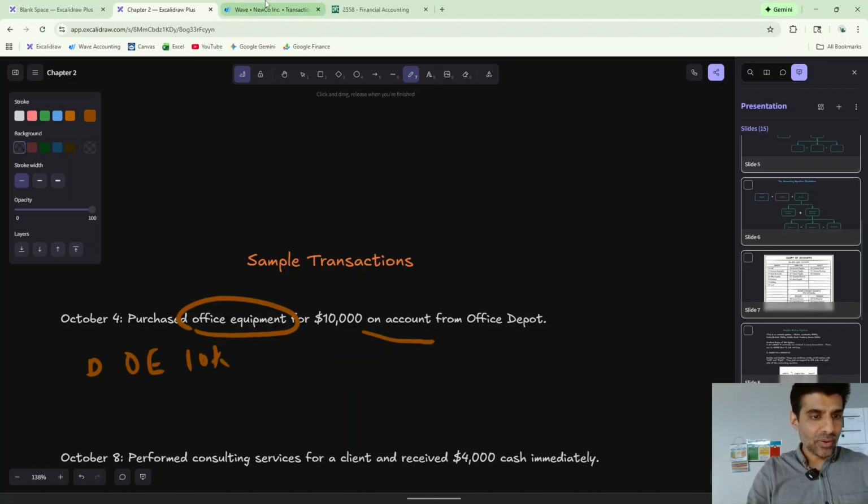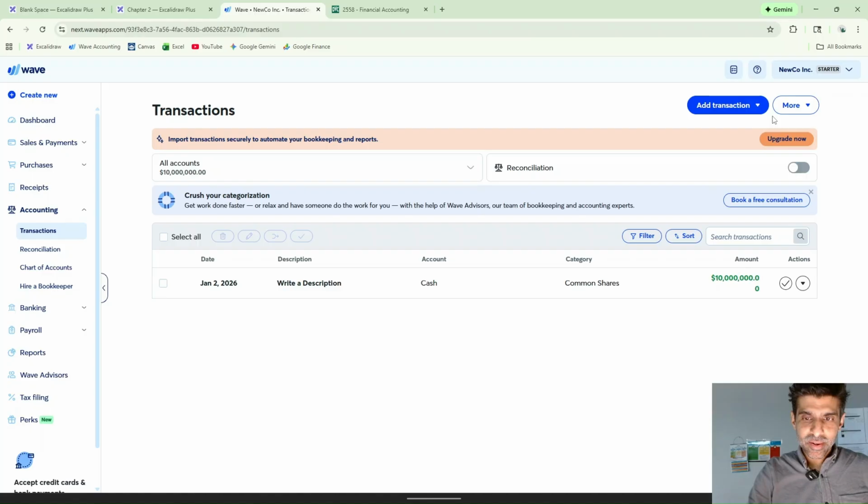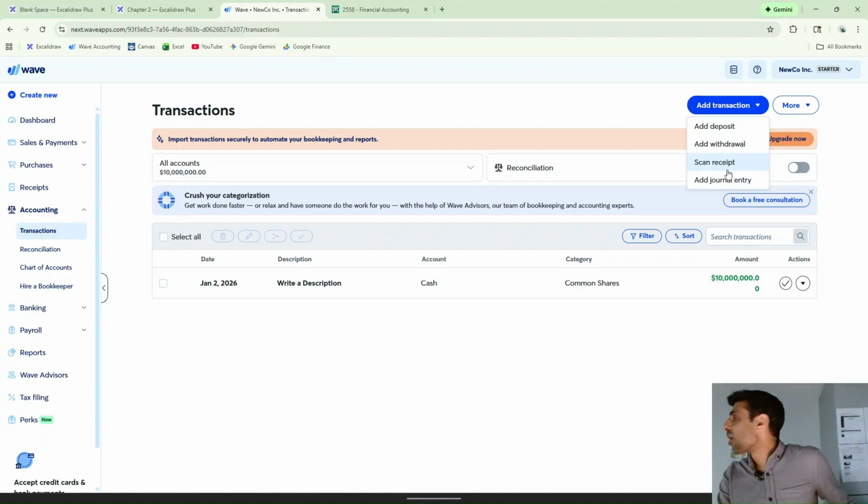So if I go to my software and go to add transaction, there are different ways to do it. Modern accounting software is integrated with your bank account. They'll download all the bank account transactions that you have. So if it's coming from your bank account, what is definitely one account involved in every transaction in your bank account?